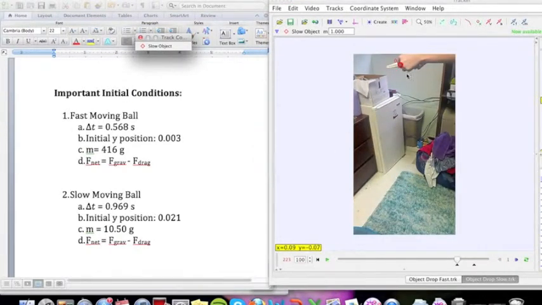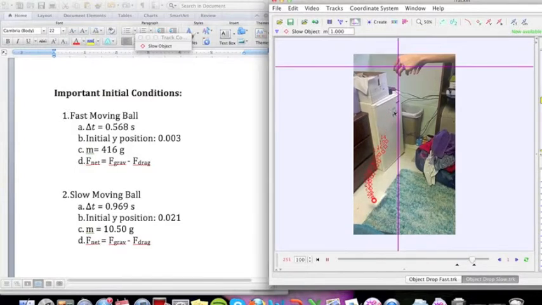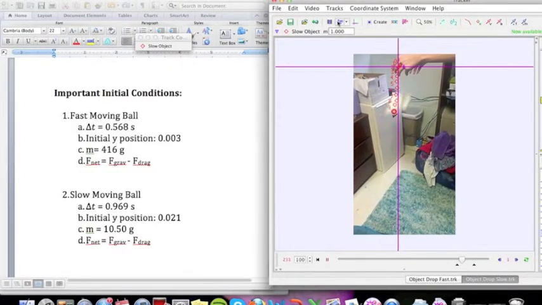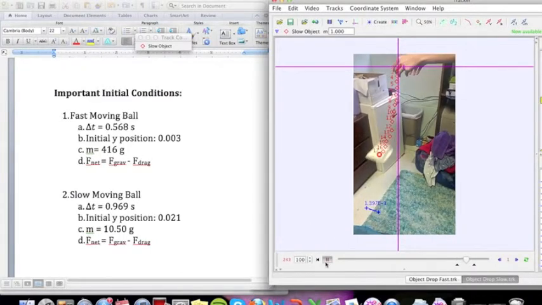And so now we'll look at the slow moving object. Again, the origin is in the center. The delta T is a little bit longer for this one. It's 1 second instead of 0.6 seconds. And the mass is a little smaller. It's 10.5 grams. And if we drop it, you'll see that it moves a little bit in the x direction. I'll show you the coordinate system. The scale is the length of the paper towel. It moves in the x direction, but that shouldn't affect the y direction because the y direction of force and the x direction of force are independent, so that shouldn't make a difference.